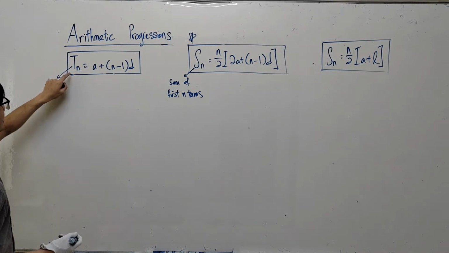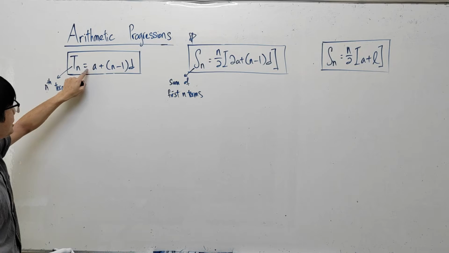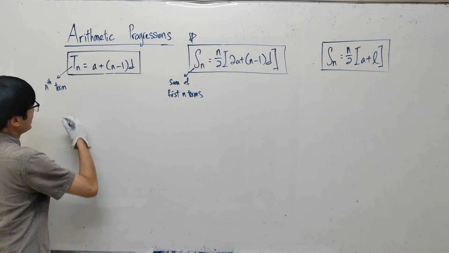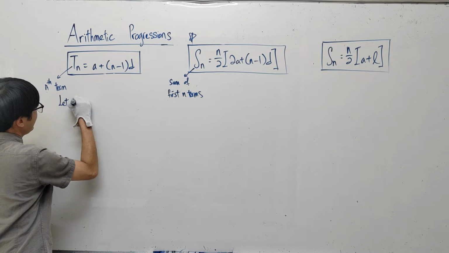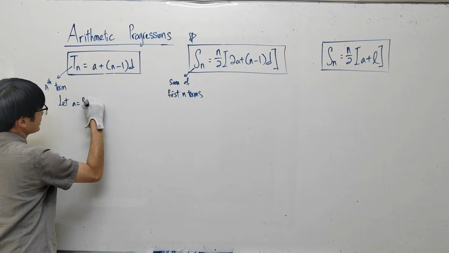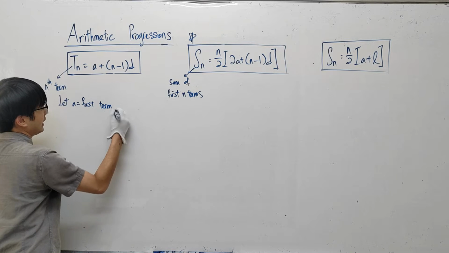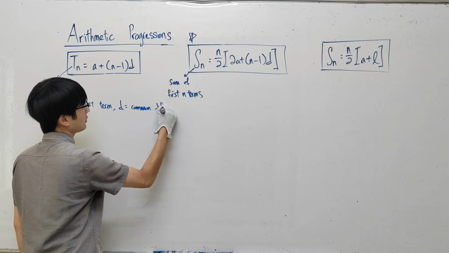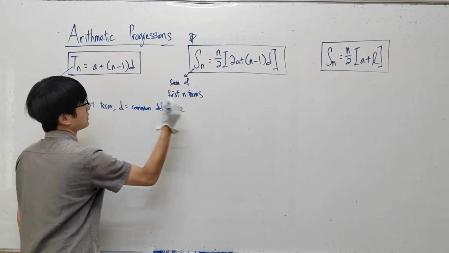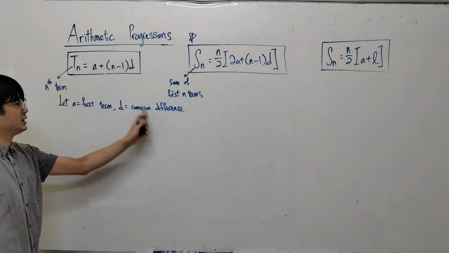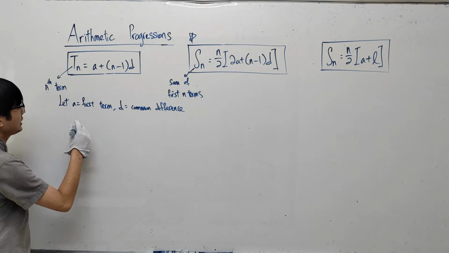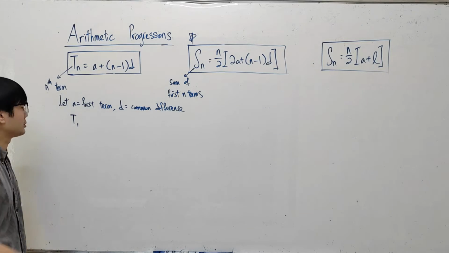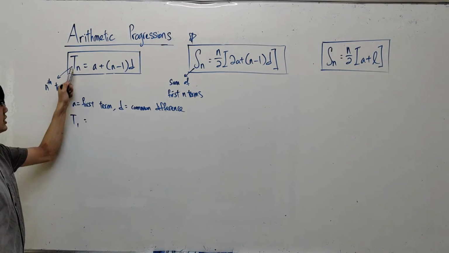The formula is called the Tn formula, and the formula looks like this: a plus (n minus 1) d. So how do we derive it? First of all, we let a be the first term, and let d be the common difference. So let a be the first term, d be the common difference, and now we will write T1. T1 means the first term.